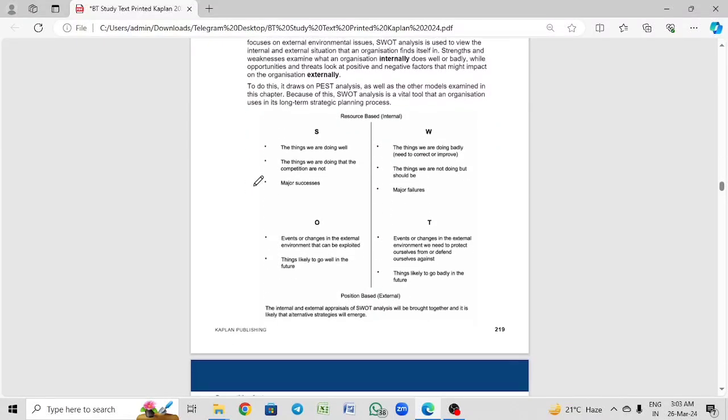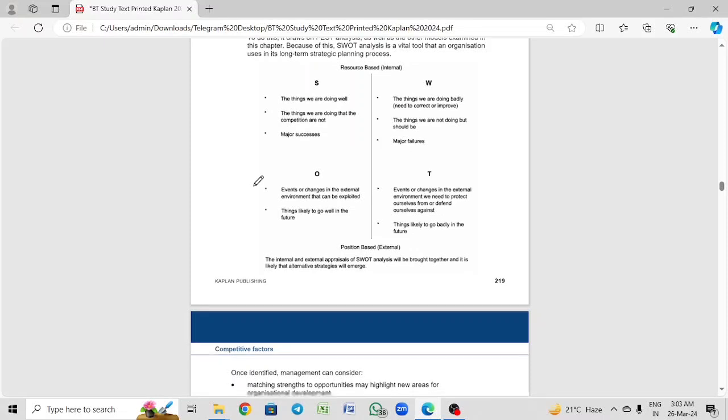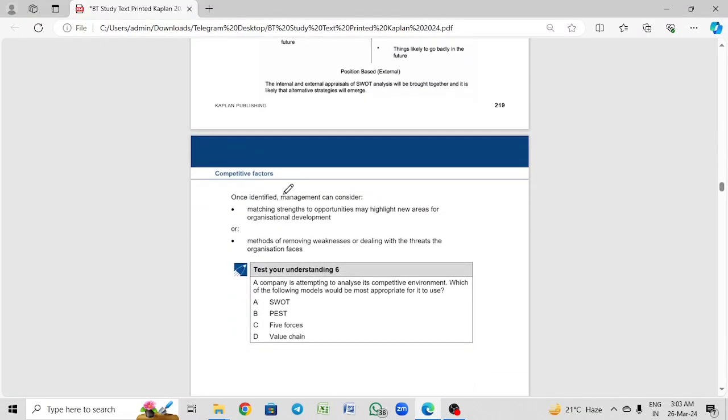So the company focuses on its strengths, tries to overcome its weaknesses, tries to look for more opportunities and tries to reduce the threats. Understanding what I'm saying. Once identified, management consider matching strengths to opportunities, which may highlight new areas of organizational development or methods of removing weaknesses or dealing with the threats the organization faces.